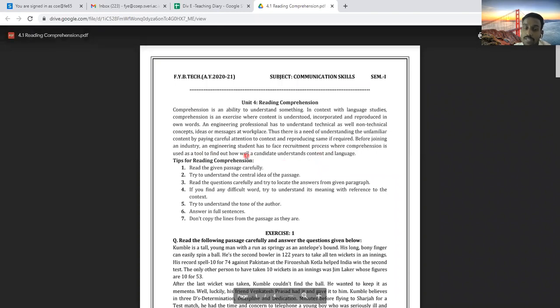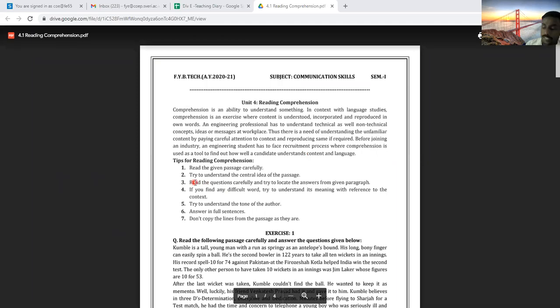Before joining an industry, an engineering student has to face a recruitment process where comprehension is used as a tool to find out how well a candidate understands content and language. So here also, at the time of recruitment, sometimes you are expected to go through such a process, and usually it is in the form of a paragraph and question answers. Maybe if you are going to prepare for UPSC exams, MPSC exams, or any other exams, or in placements, aptitude questions also, you are given one passage, and based on your understanding, questions are asked about that passage.